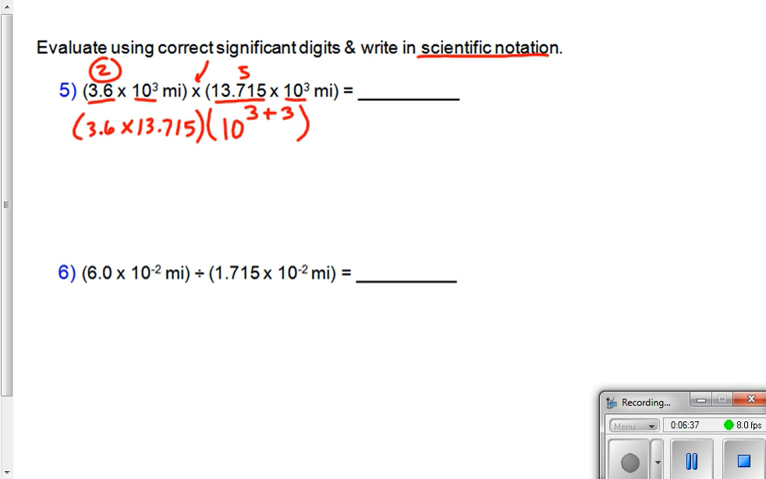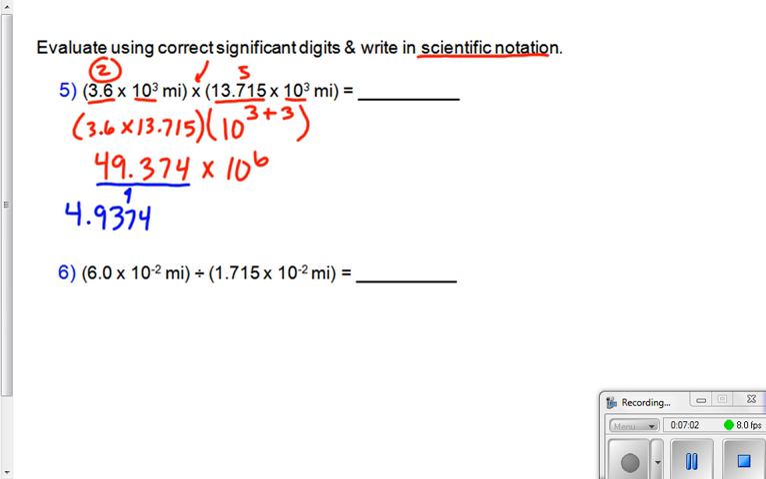After our computation here, we would get 49.374 times 10 to the 6th power. Now, we wouldn't be finished here for a couple reasons. Reason number 1, this is not in scientific notation. So I'm going to go ahead and convert to scientific notation first. Put that number in scientific notation would be 4.9374. I need to get back to that number, so I would multiply by 10 to the first because it would move back 1 space.